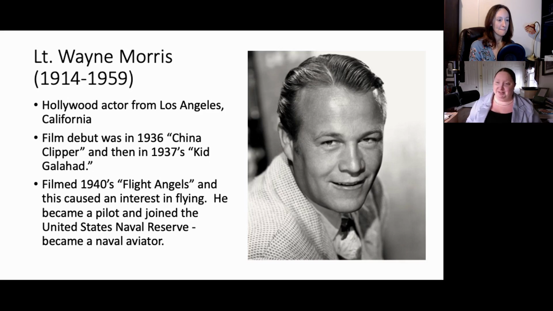Morris was an actor from Hollywood. Lieutenant Wayne Morris was an actor from Los Angeles, California, and he was in movies before the war. He made his film debut in 1936 in the film China Clipper, and then in 1937 he was in a film called Kid Galahad. I believe he was the lead. We'll get his picture up on the website as well so people can see Lieutenant Morris.